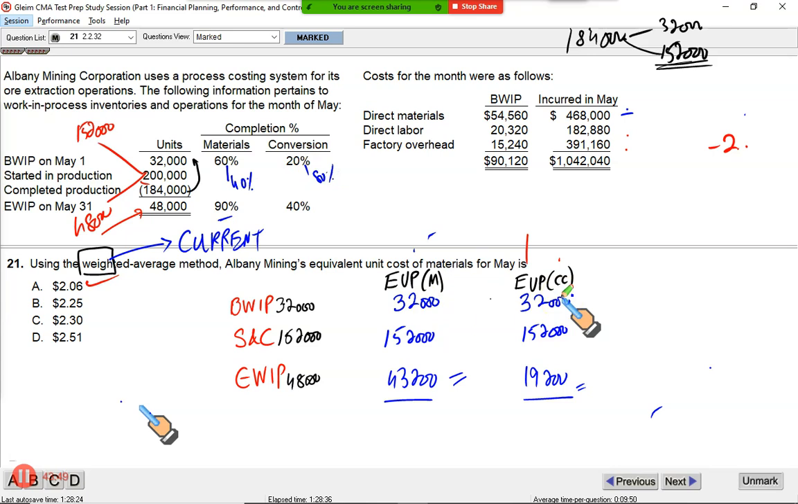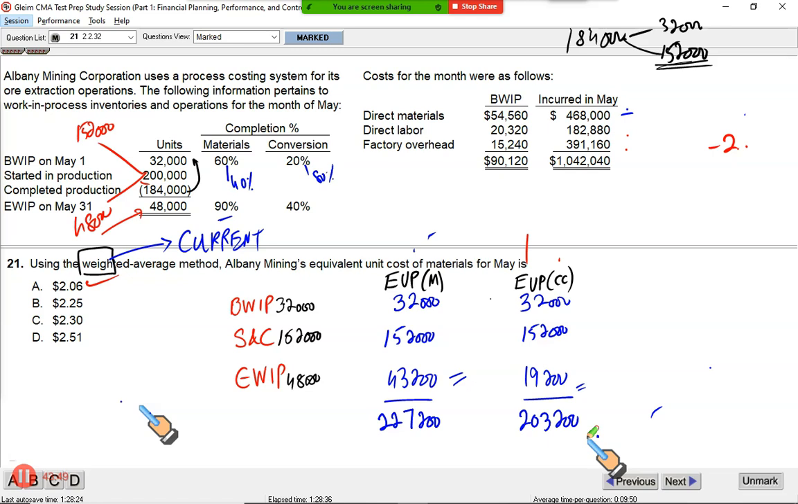Now, if you calculate the total equivalent units of material, it is going to be 32,000 plus 152,000 plus 43,200. So equivalent units of production of material are 227,200. What about EUPs of conversion cost? 32,000 plus 152,000 plus 19,200. They are 203,200. So if you ask me the first step under weighted average, what are the equivalent units of production? For material it is 227,200, and for conversion cost it's 203,200. So, gentlemen, that was the first step.